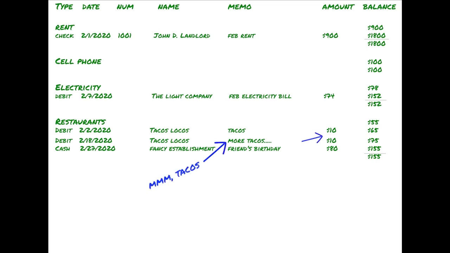You can see I got some pretty cheap tacos twice in February, but the big culprit that put me over the top was going to a place called Fancy Establishment for what appears to be my friend's birthday. Oops. To fully understand how I went over budget with restaurants, we go on to step 3 and look for the bill itself. These are also included in your financial packet every month at the very end.